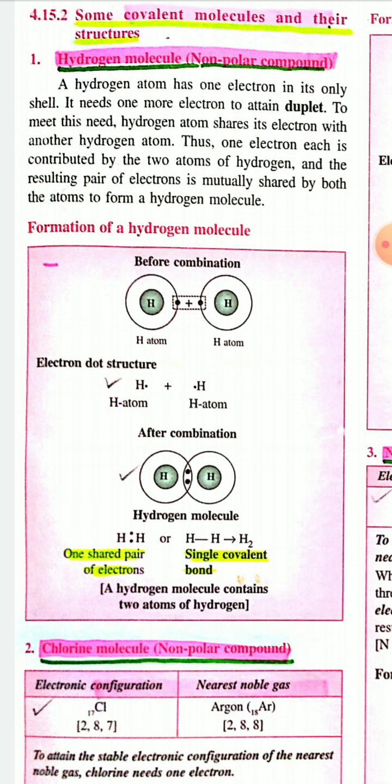So the first covalent molecule is the hydrogen molecule. You know, a hydrogen atom has one electron in its only shell. So a hydrogen atom needs one more electron to attain a duplet. That's why two hydrogen atoms share one electron each to form a pair of electrons, and this resulting pair of electrons is mutually shared by both of the atoms to form a hydrogen molecule.